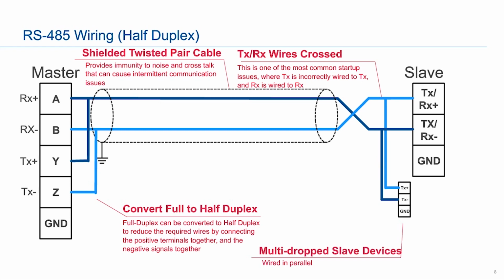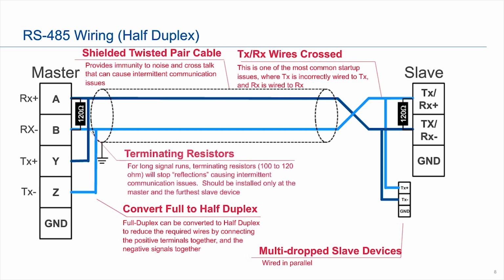Once again, 485 wiring is multi-dropped as well. So theoretically you could connect up to 254 slave devices, but in reality you wouldn't really want to go more than 10 devices just because of the amount of information that's traveling over those lines and looking at the lag time between getting communication to the individual devices.